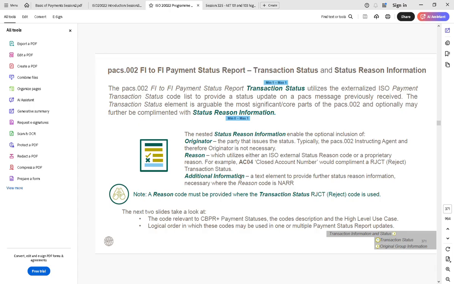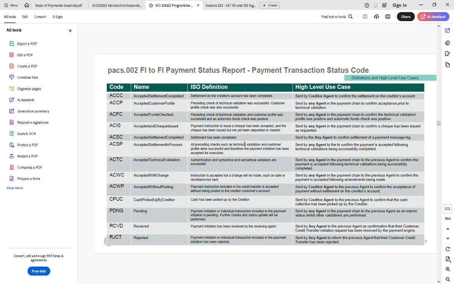Got it? Now I am giving the reasons here. What are the possible reasons for PACS.002 when a status is sent back? First, normally it is sent for all the transactions, which is the happy flow.